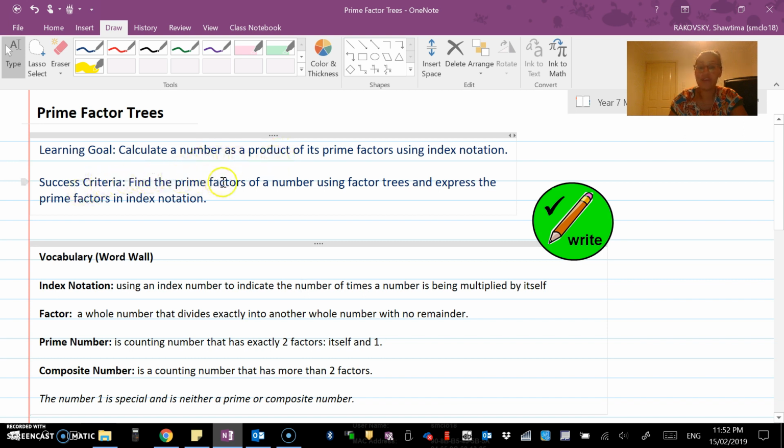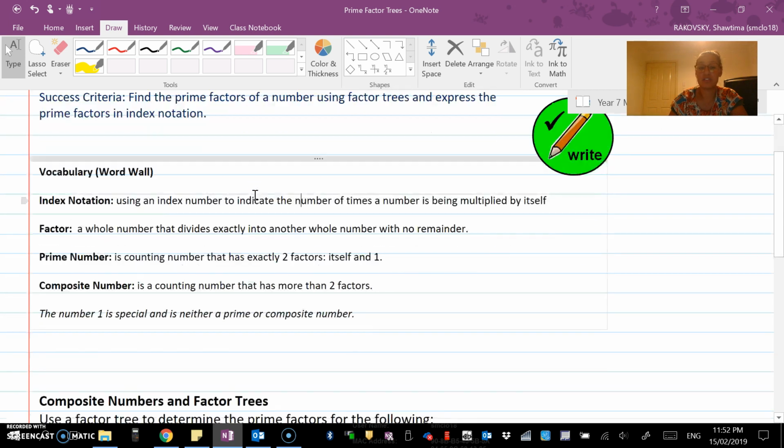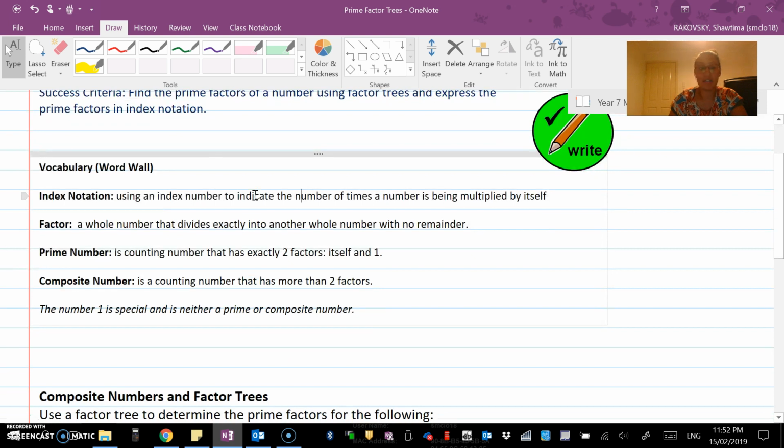Our success criteria: find the prime factors of a number using factor trees and express those prime factors in index notation. So we get to write that down.